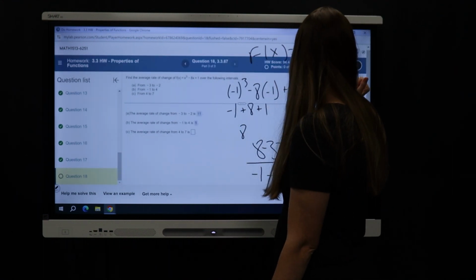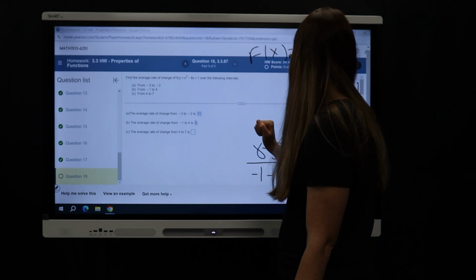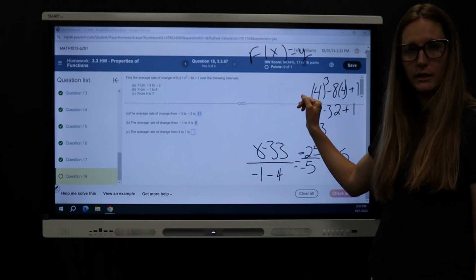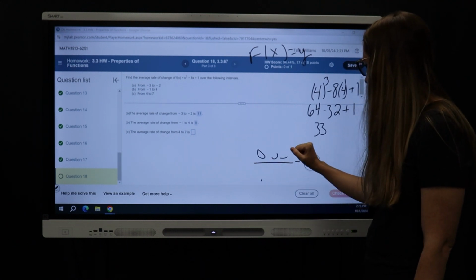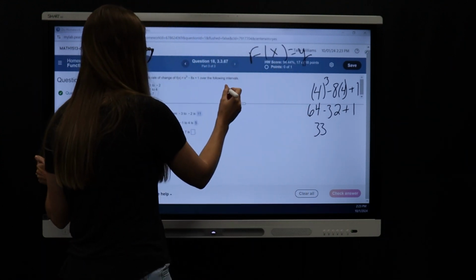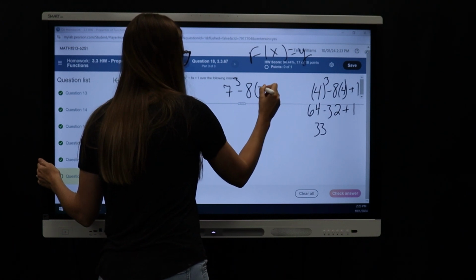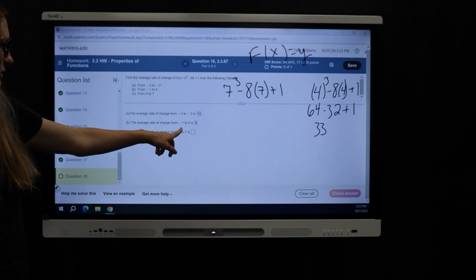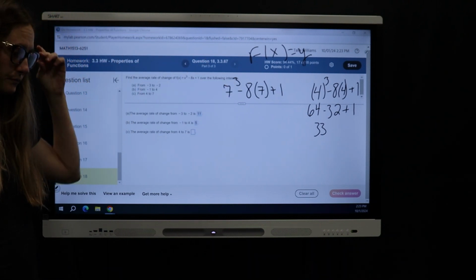Okay, this is the one I think I need the calculator. Since 4 is in this one as well, I'm not going to work that again. I'm going to go ahead and do my 7 though. So I'm going to have 7 cubed, subtract 8 times 7 plus 1. Because the 4 is going to be the same for that, so I'm going to leave the 4 there.